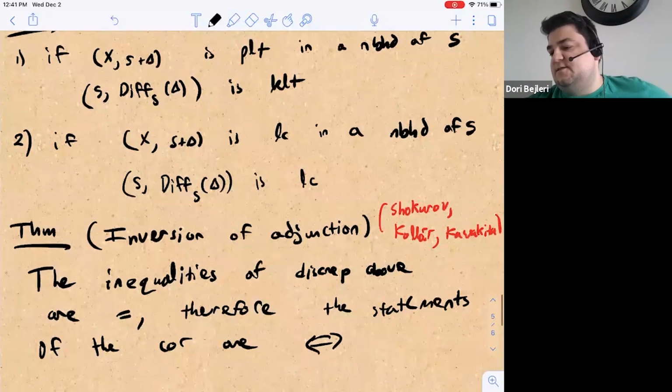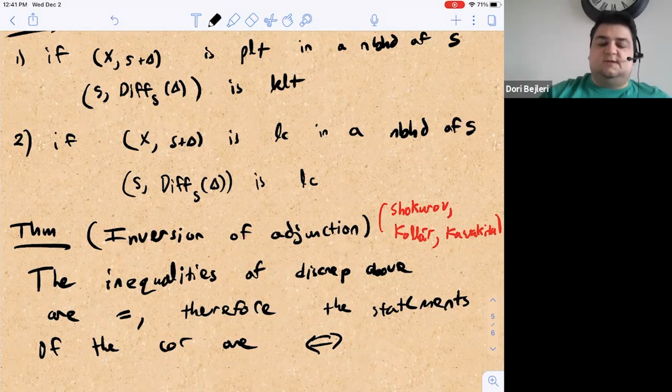Okay, and the interesting thing is that this inversion of adjunction theorem has a direct proof, but it's also true that if you know the minimal model program, that will actually imply inversion of adjunction as well. So I think that's pretty interesting.